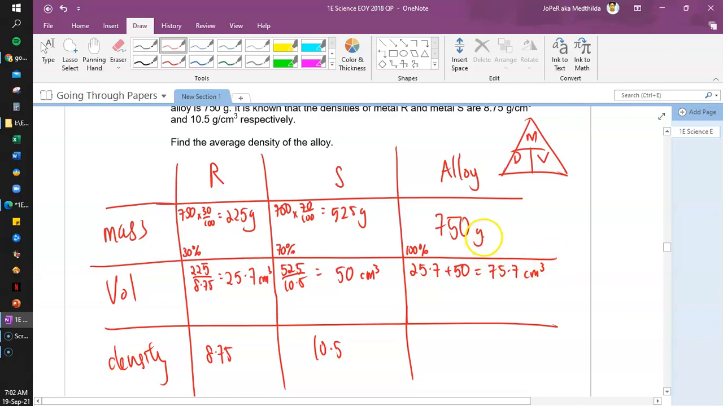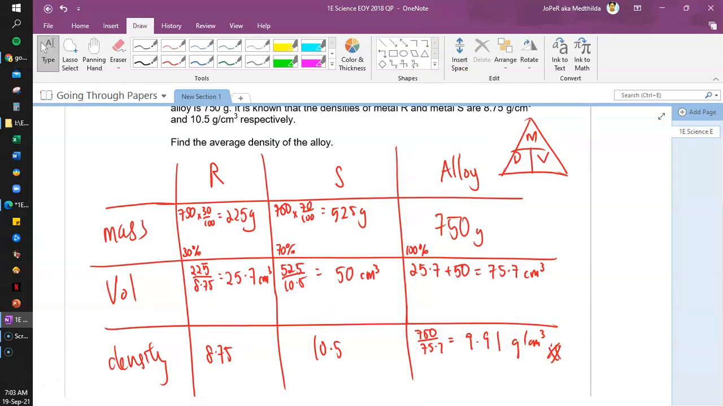Now, once I got the mass and the volume, I can find the density. To find the density, I'll take the mass divided by volume, so it's 750 over 75.7. What you're going to get if you press your calculator is 9.91 gram per cm cube. So this is the final answer for this question.